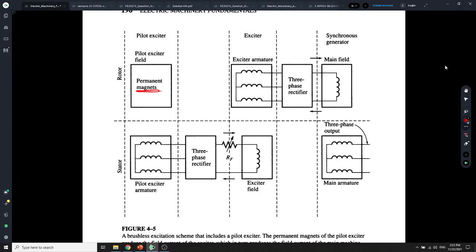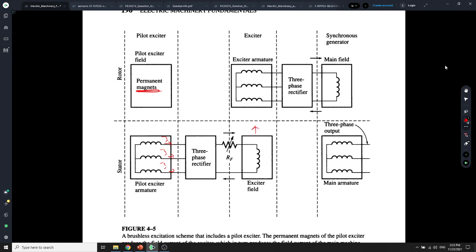When there is a permanent magnet, of course there is a magnetic field. When there is a magnetic field and the rotor is moving, they cut through the first coil at the stator. This will induce a voltage, and then induce a three-phase current, and then they will generate a magnetic field again.